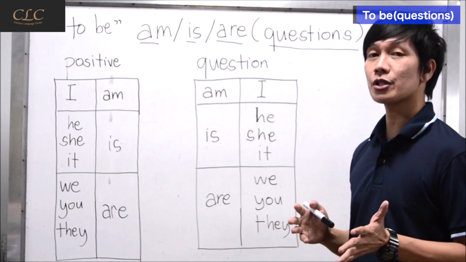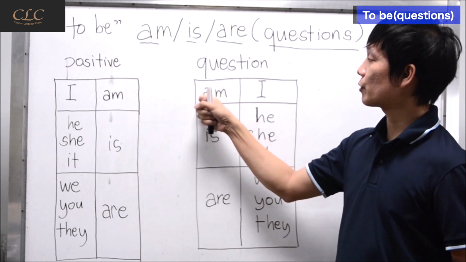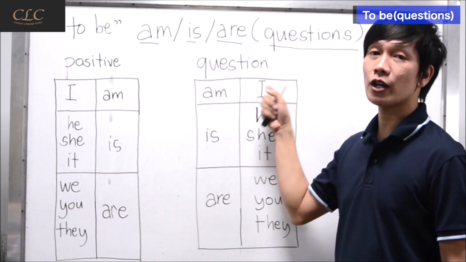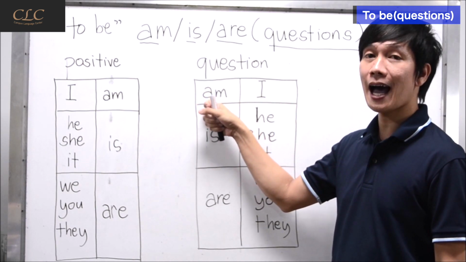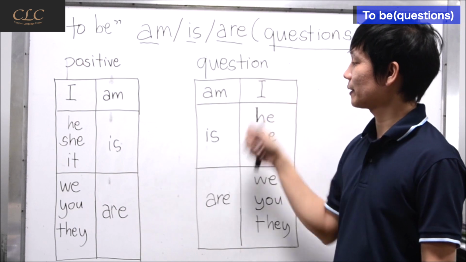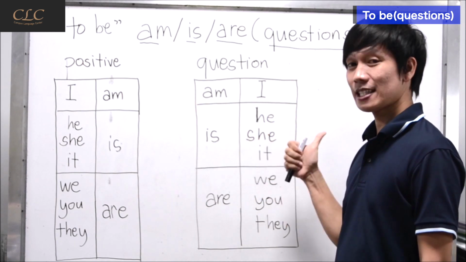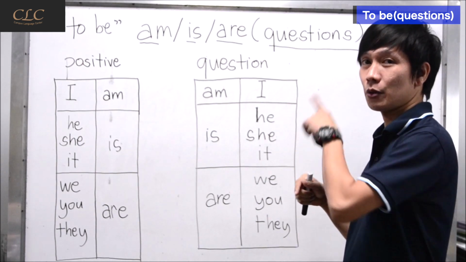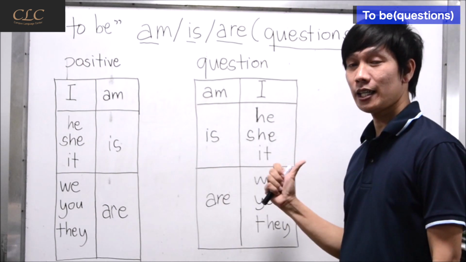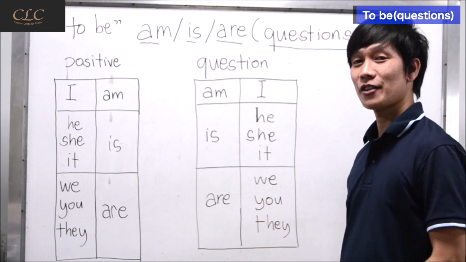Now let's proceed to the question structure. You have to start from the be verbs. If the subject is I, then you have to use am. So it should be am I. And then is he, is she, is it. There should be a question mark right there. And are we, are you, are they.